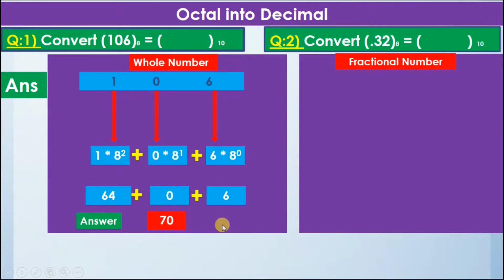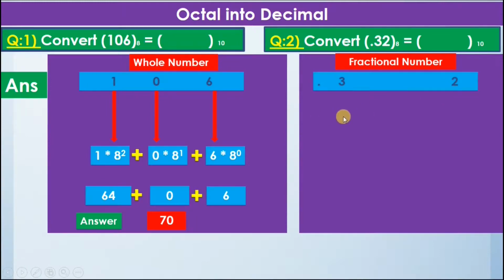So once we have seen how to convert octal into decimal using whole numbers, next we will see how to convert octal into decimal using floating point numbers. Here we are given the floating point number 0.32 in octal, and we have to convert it into decimal. So the number given is 0.32.